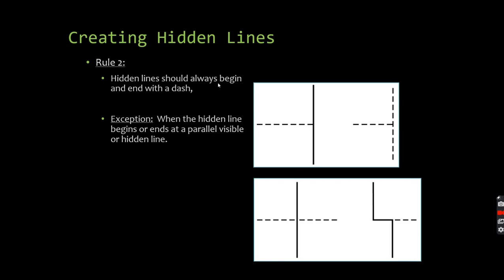Rule number 2, hidden lines always begin and end with a dash. Okay, not a space. Exception: when the hidden line begins or ends at a parallel, visible, or hidden line. Okay, like here, this is going behind here, so it would start at the space so you can see that it is going through this particular line. Same here, you'd leave a little space there so that you can tell where this visible line ends and where this hidden line begins.